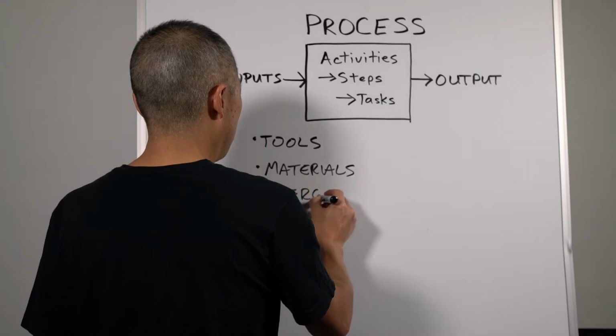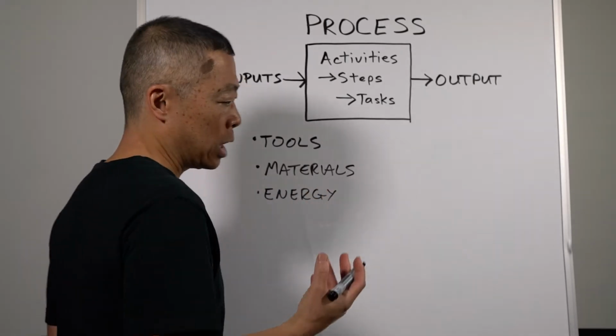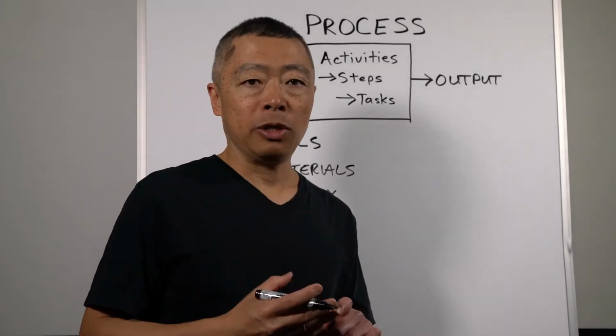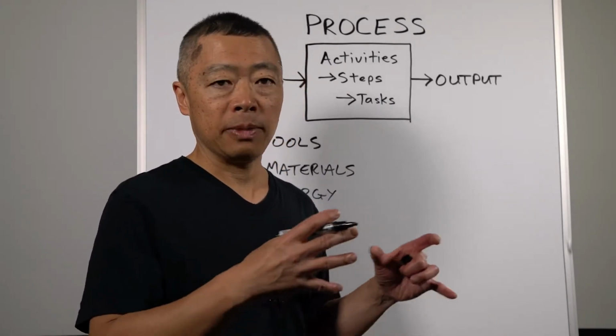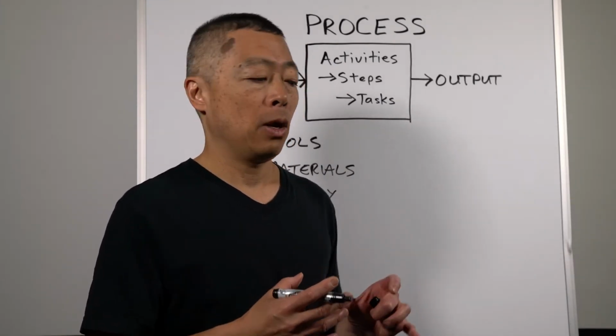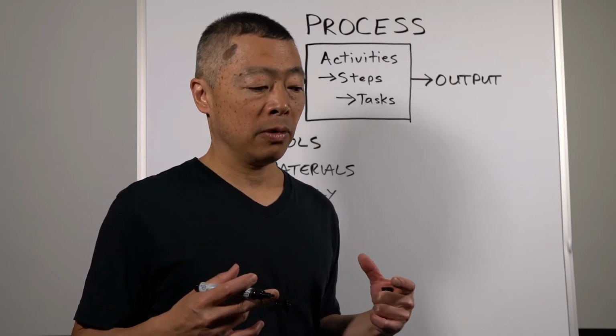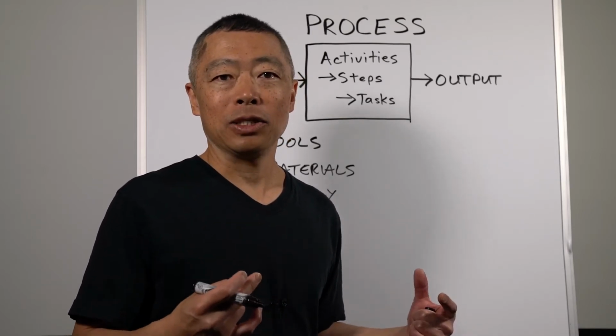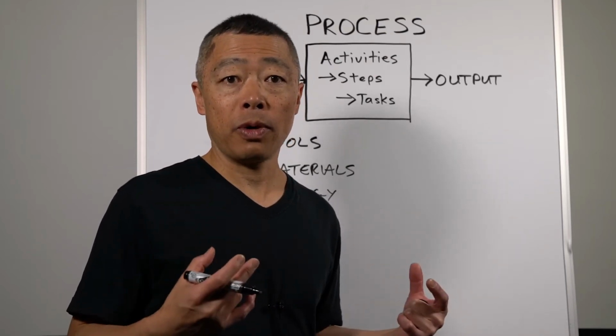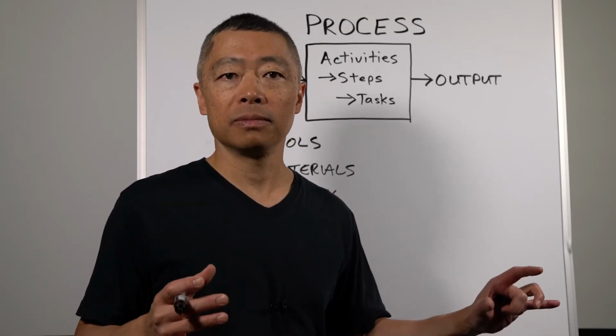The third type, energy. So for example, a particular process may require energy to be applied to transform a set of materials into steel. Or you might have a process that involves a great deal of computation, and so a lot of energy is required to power the server farm of this process.